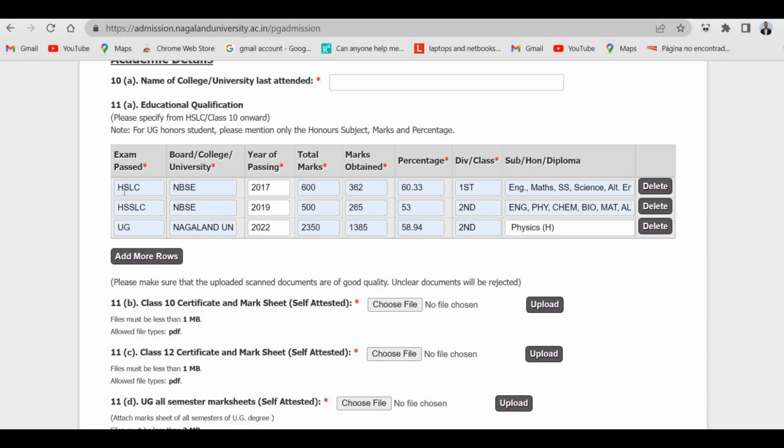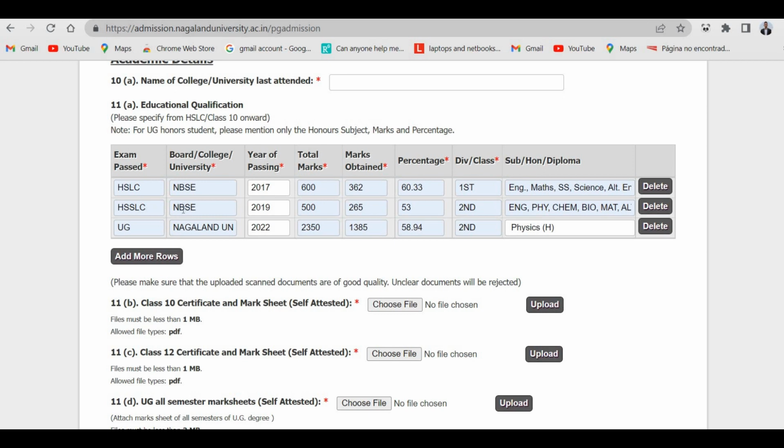The first one will be your HSLC, the second one will be your HSSLC, and the last one will be your UG. If you have completed your HSLC from NBSE, which is the Nagaland Board of School Education, you need to write NBSE. If you have completed from CBSE or any other state board, you need to enter the name of the board or college or university and the year of passing, the year in which you completed. The same goes with your HSSLC.